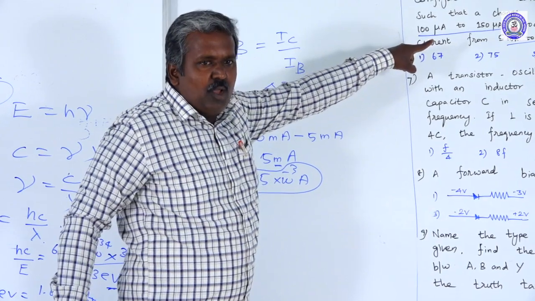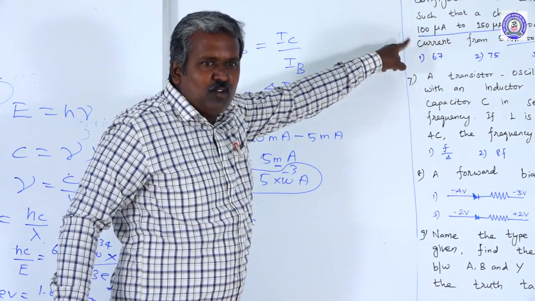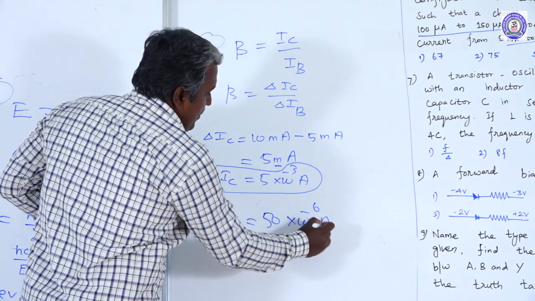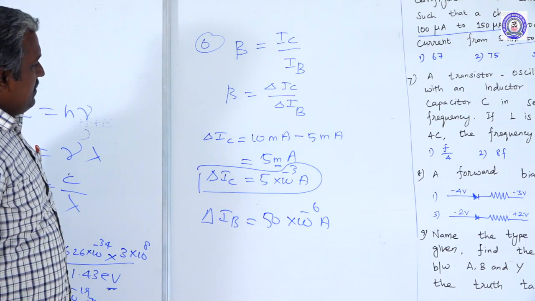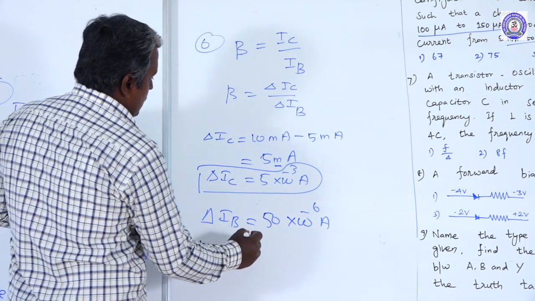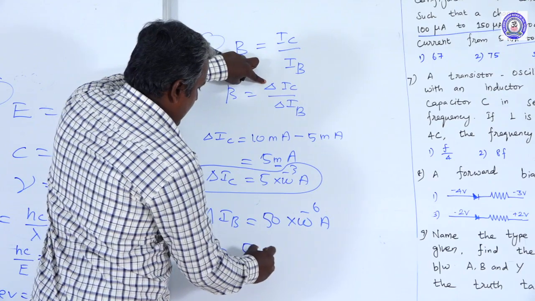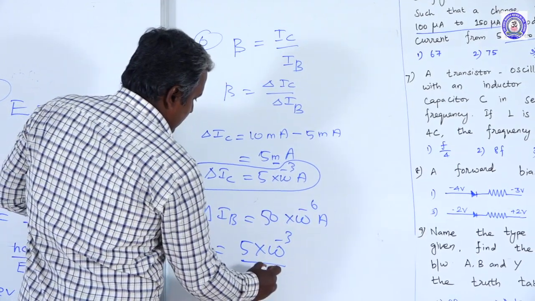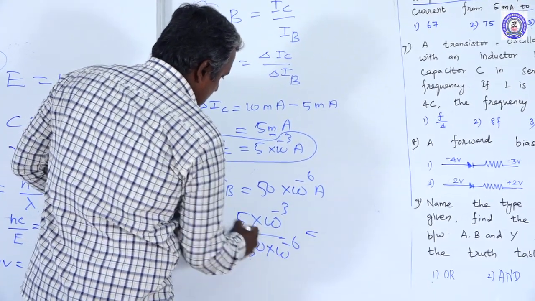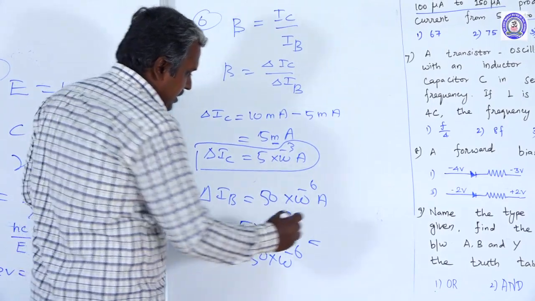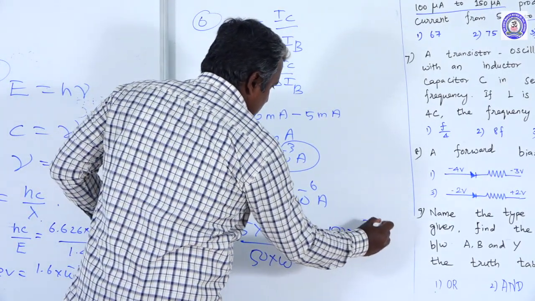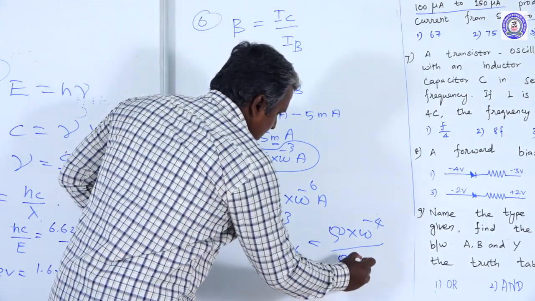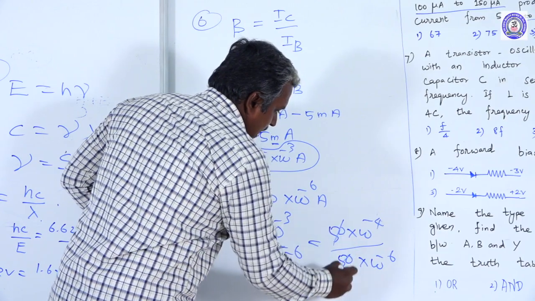100 to 150 microampere. Delta IC is 150 minus 100, so we can write directly 50 into 10 power minus 6 ampere, correct? That's all. So now beta is equal to delta IC, 5 into 10 power minus 3 ampere, over delta IB, 50 into 10 power minus 6. Is it equal to our convenient 50 into 10 power minus 4? I am correct? And 50 into 10 power minus 6 cancel.